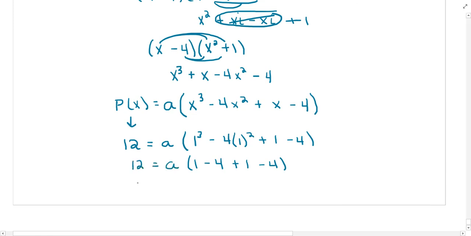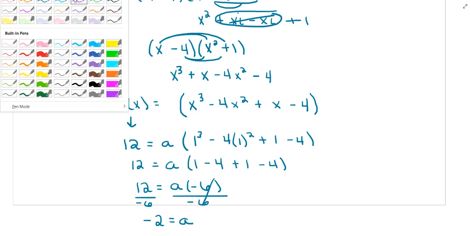All right, so this gives us this problem here. So we solve for a, which means we divide both sides by negative 6. And 12 divided by negative 6 is negative 2. So our a value is negative 2. So then we're going to go back to this part of the problem, and we're going to plug a negative 2 in for our a value. And since I'm a little bit out of room, I'm just going to erase this, and I'm going to put the -2 in.